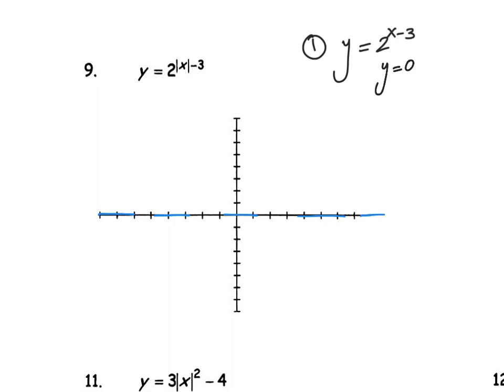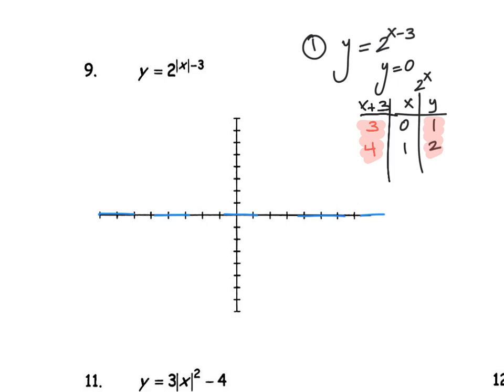Now, let's start by creating our parent table. So if x is 0, y is 1. If x is 1, y is 2, because 2 to the power 1 is 2. Now I can see that there is an h of 3, so that means I need to add 3 to my x value. So 0 plus 3 is 3, and 1 plus 3 is 4, and that will be my new x value, and this is my y value. It did not change since I did not have an a value and I did not have a k value.